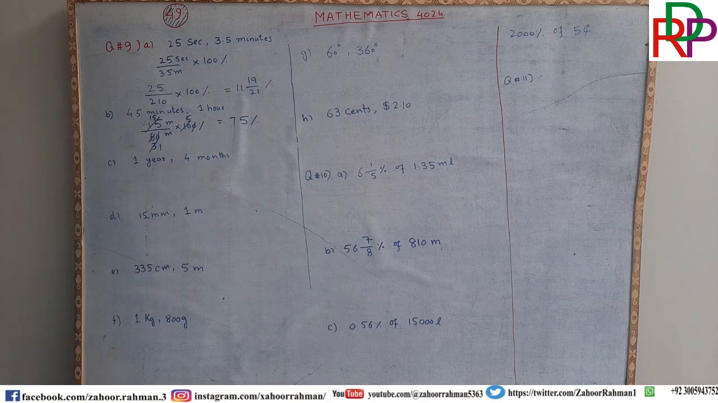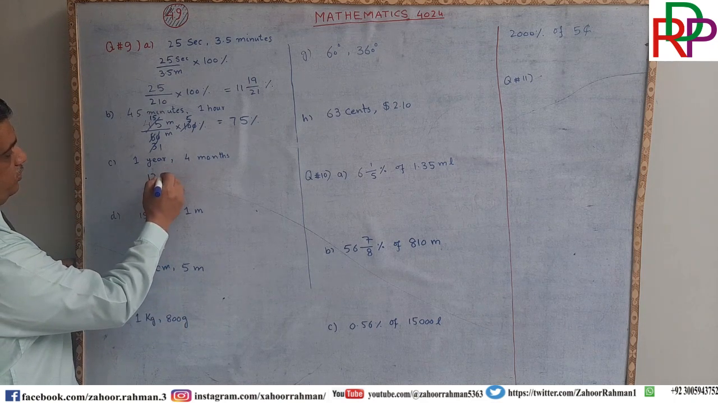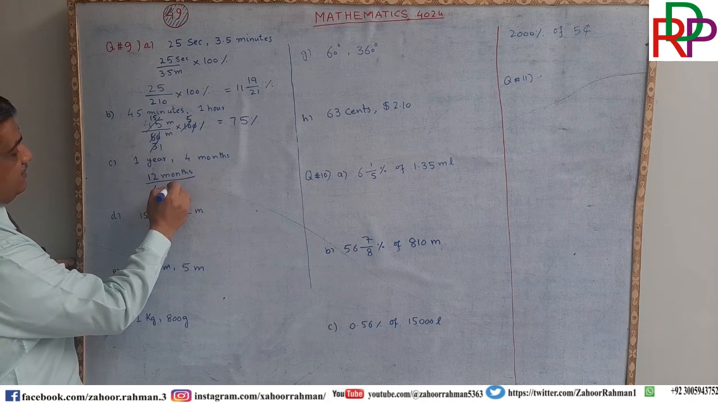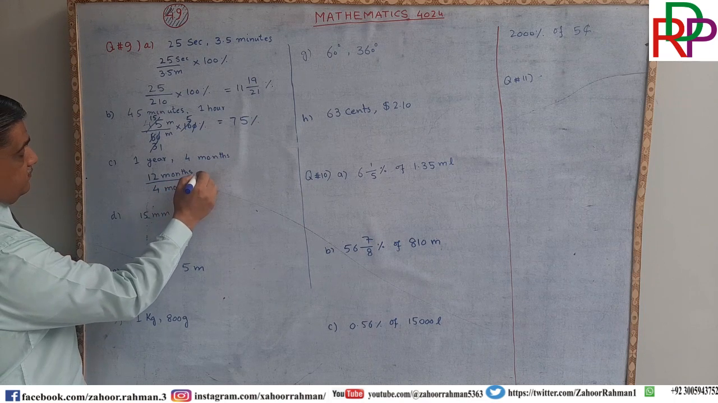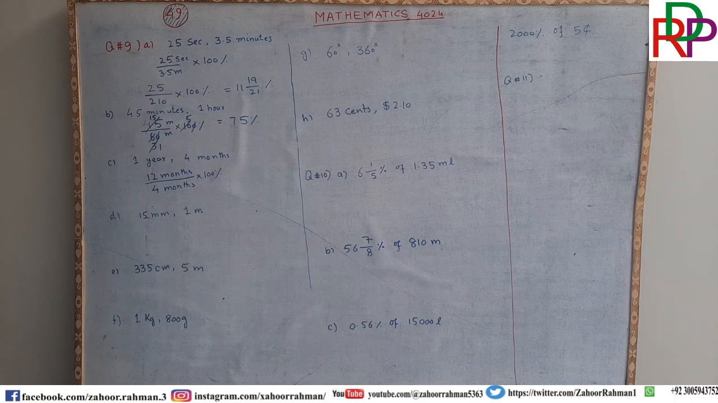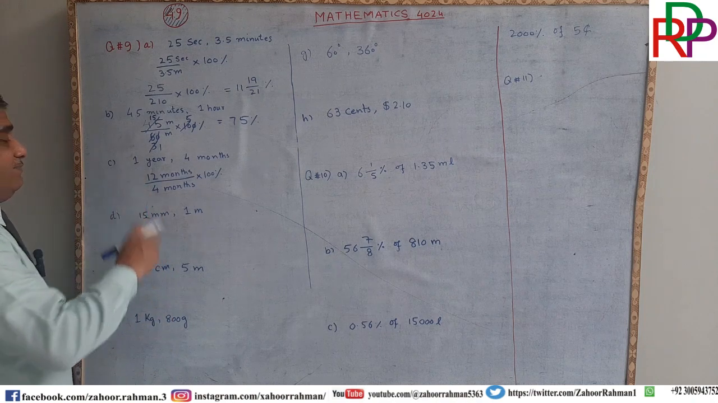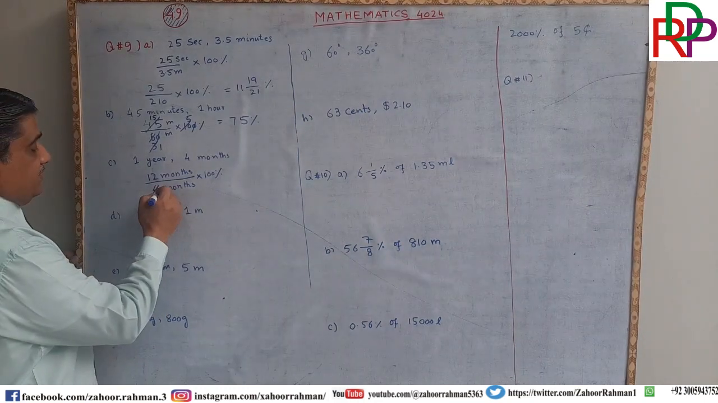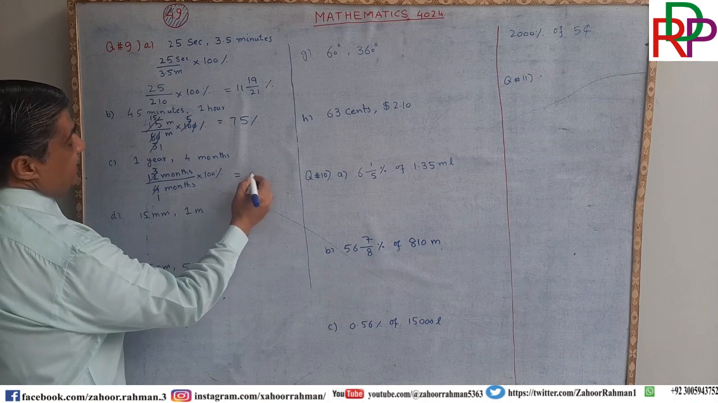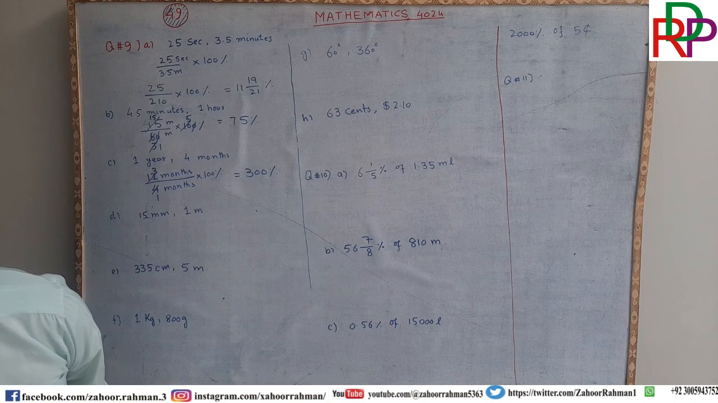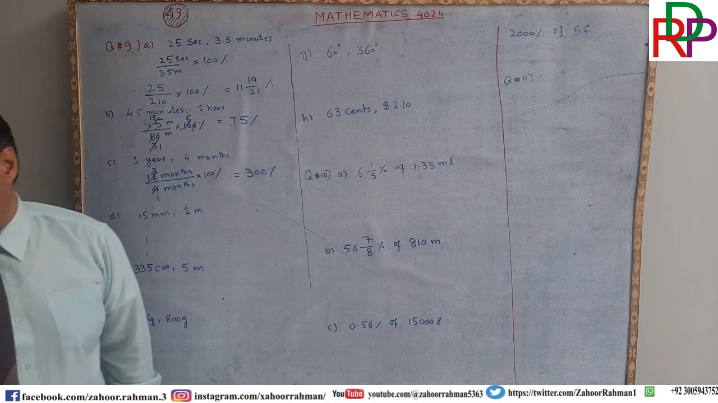Next, 1 year and 4 months. So 1 year is 12 months, and 4 months we will leave as it is because we have converted both to the same unit. Now 12 months over 4 months, so we cancel and it is 3, which will be equal to 300%. Yes, it is possible that it will be 300%.